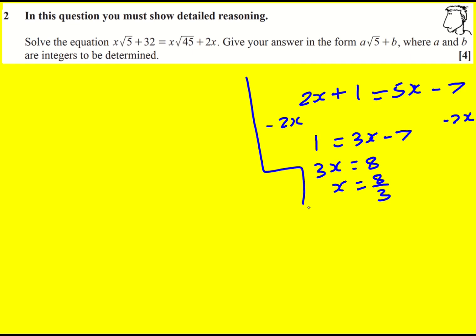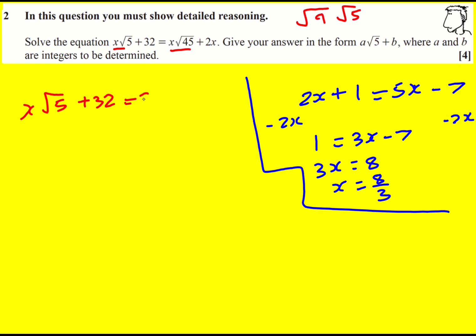I demonstrate this because it is still the same thing here. It's just I've got surds, but let's not stress about it. It wouldn't be a bad idea to simplify that surd on the right, because root 45 is root 9 times root 5, so it's going to be 3 root 5. I'll write it 3 root 5x plus 2x.